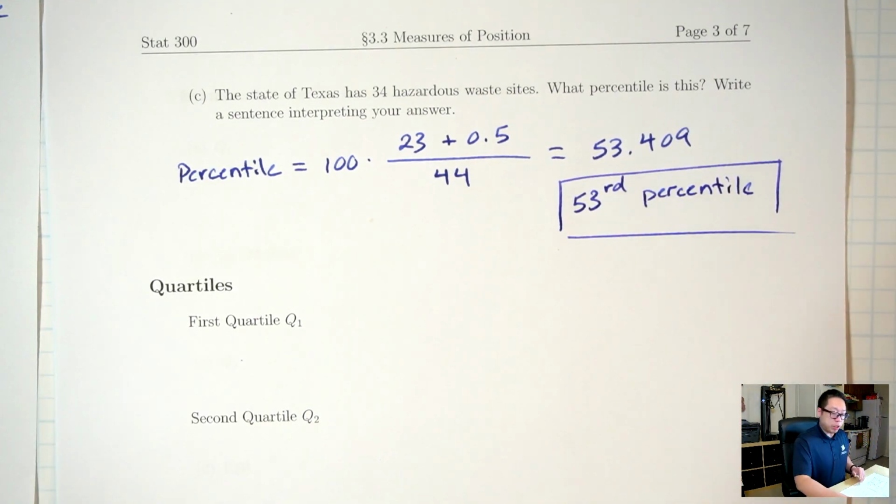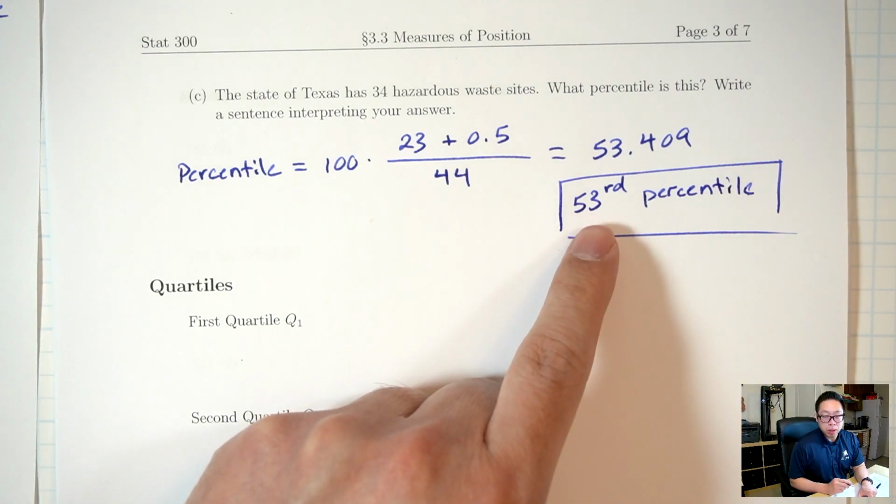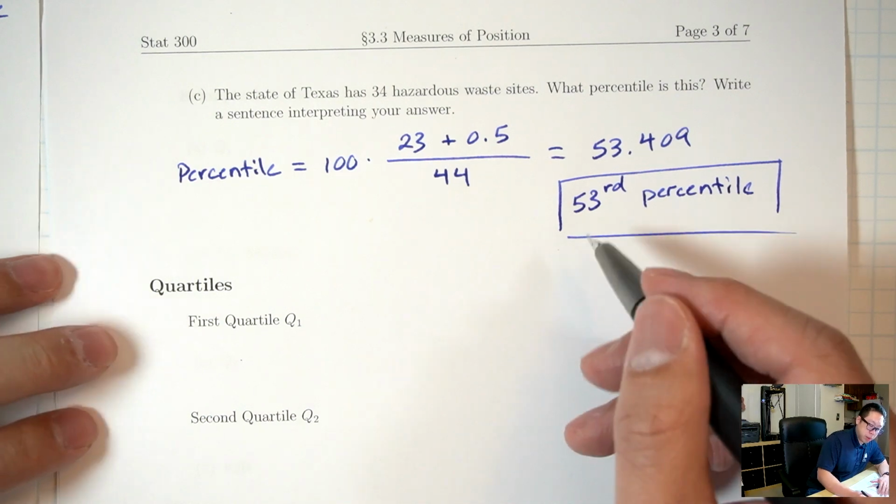And then the interpretation. The percentile tells you what percent is below your data value. So this is approximately 53%.